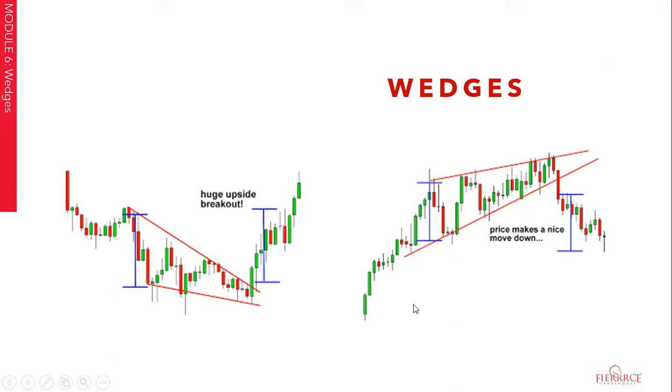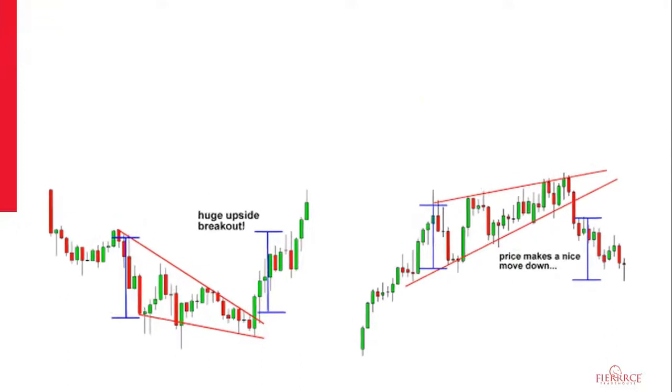So ascending triangle and descending triangle patterns are continuation patterns, while wedge patterns, descending wedge patterns and ascending wedge patterns are reversal patterns or retracement patterns, meaning they move in the opposite direction of the original trend. Opposite direction of the original trend. Hope that makes sense, okay?